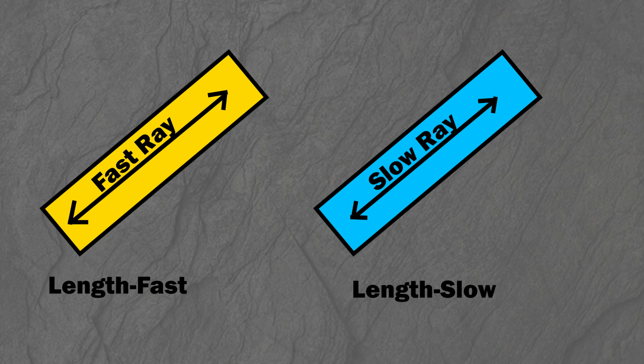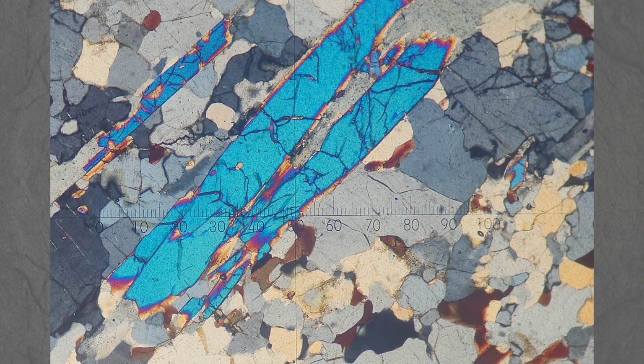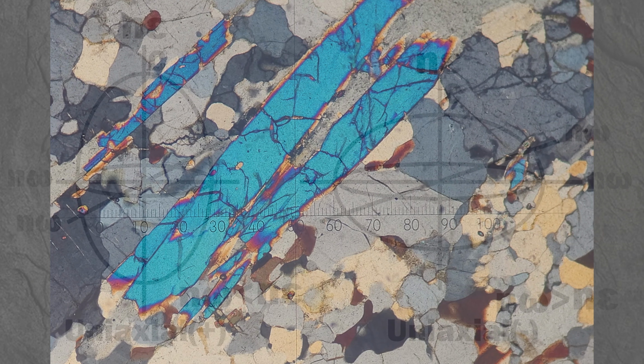If the slow ray vibrates lengthwise, we call it length slow. But if the fast ray vibrates lengthwise, we call it length fast. That sillimanite from before is length slow, due to going from a gray to a blue when the elongate direction was parallel to the slow ray of the plate.